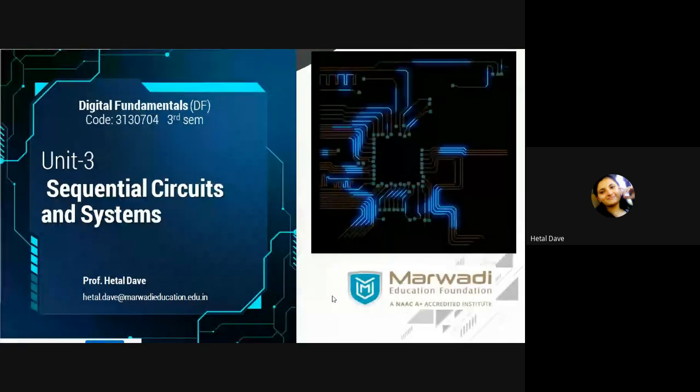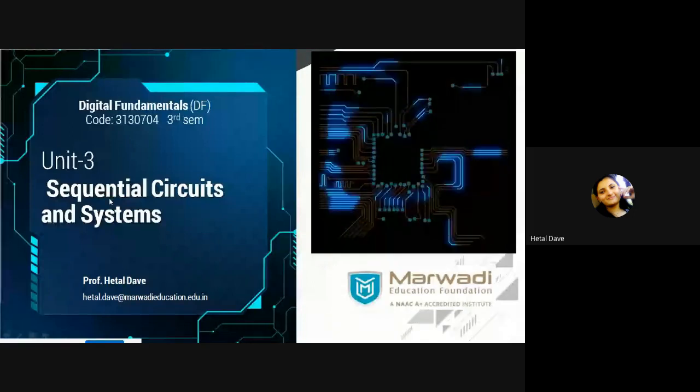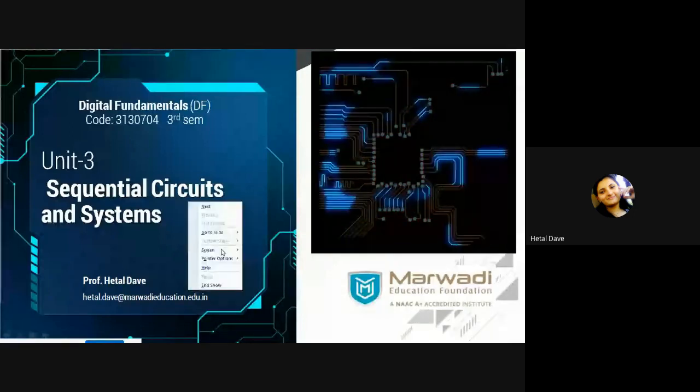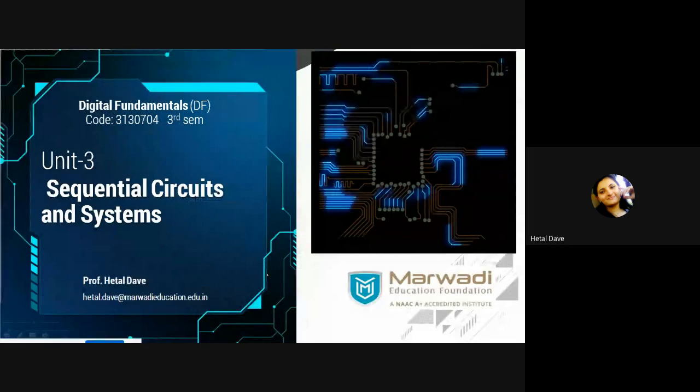Okay, the third chapter name is sequential circuit. As we are aware, there are two kinds of digital circuit. One is combinational, one is sequential. Any digital circuit you take will be made up of two circuits, combinational as well as sequential. Whatever automatic digital circuit, it is made up of sequential circuit. An automatic digital circuit, like traffic light control, is made up of sequential circuit.